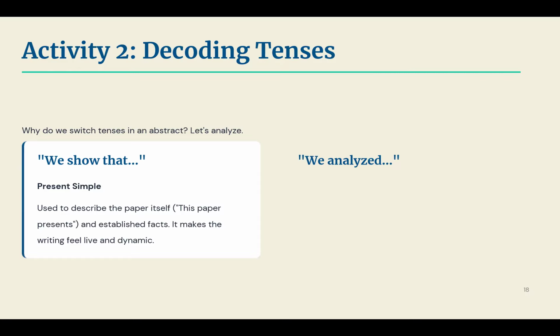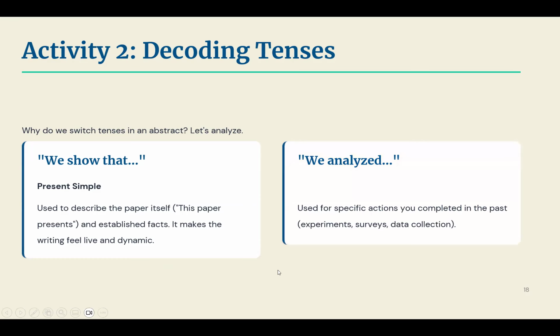Look at, when you say we show that, it is in present simple, and it establishes particularly the facts you found. And look at its contrast to the next thing, we analyzed. When you say we analyzed, we use past simple, but that is to indicate a particular action completed in the past. Maybe it's about experiments, surveys, and data collection done in the past.